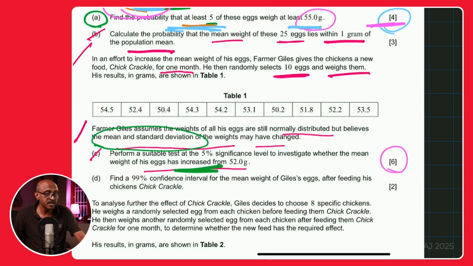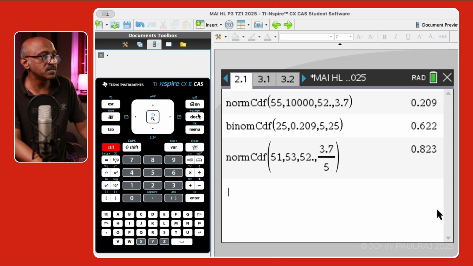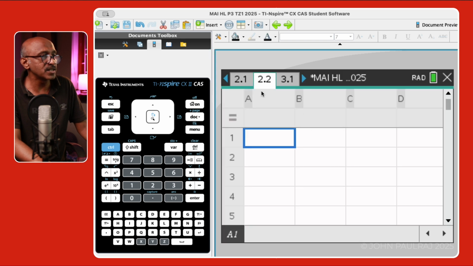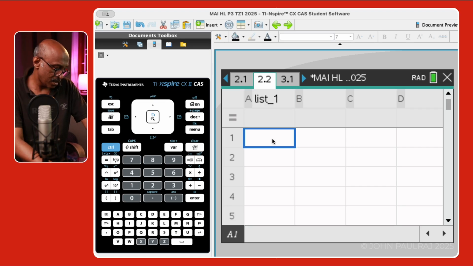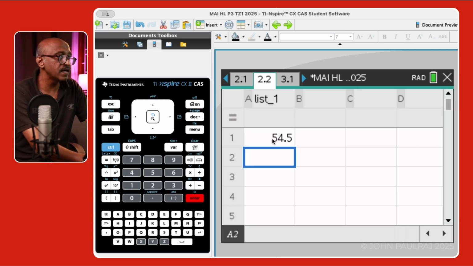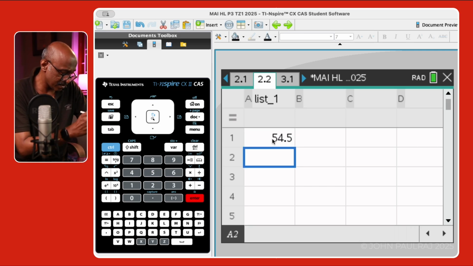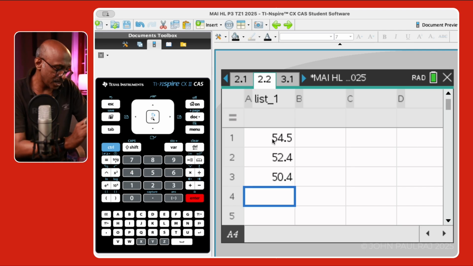The data is given to us in this table. We're going to enter the data in a list, so let's jump to our calculator. Let's enter a list and spreadsheet page. I'm going to press Control Doc, Enter, and bring up a list and spreadsheet page. I'm just going to call this list 1. I'm entering the values: 54.5. Enter the values as they are given. 52.4, 50.4. Be careful as you're entering.